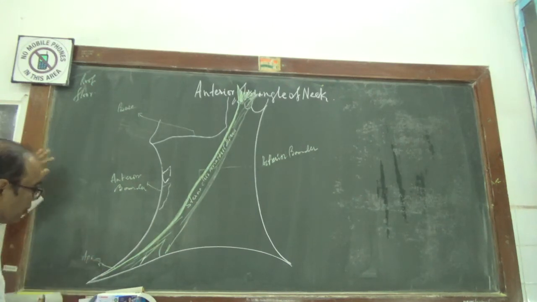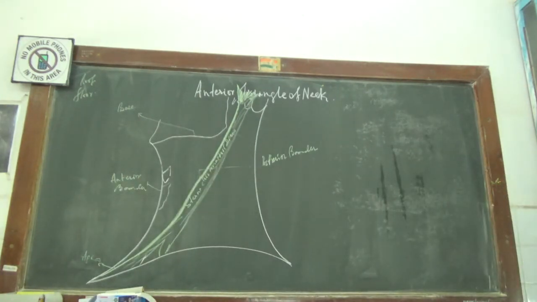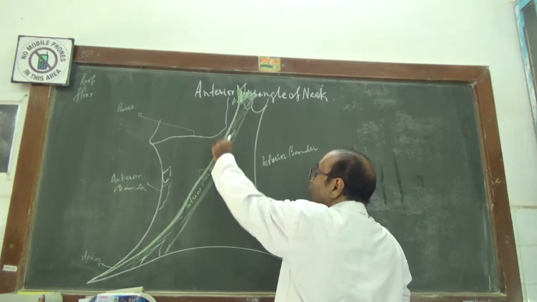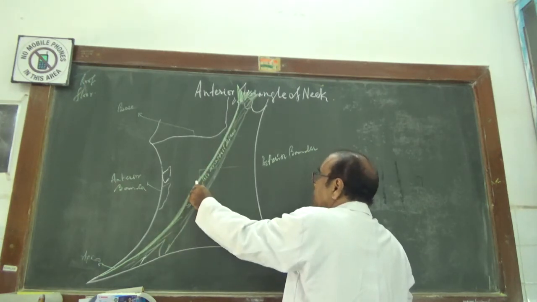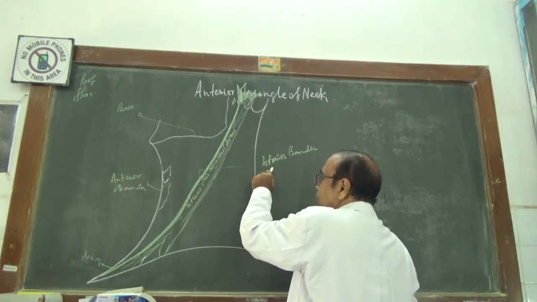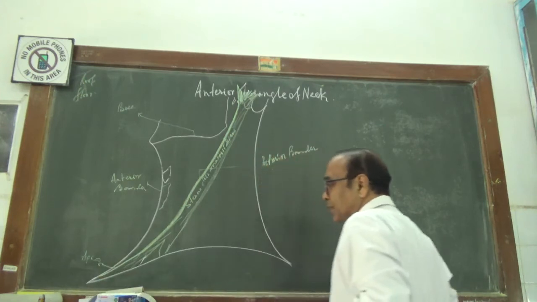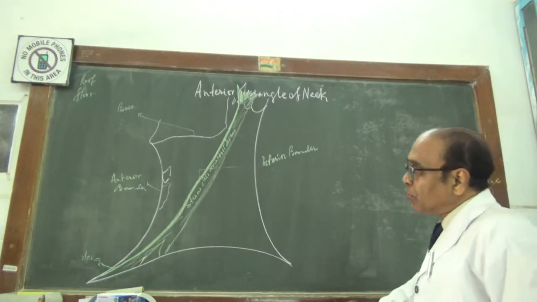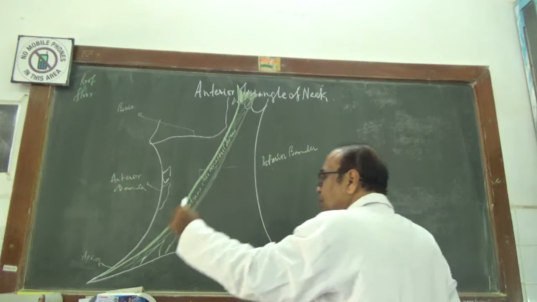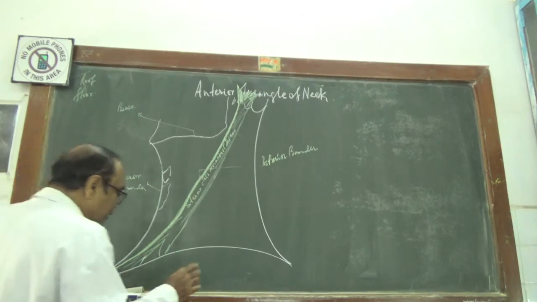The apex of the anterior triangle of the neck is directed downwards and towards the medial side. It is formed by the union of the anterior fibers, or anterior border, of the sternocleidomastoid, as well as the line drawn from the chin to the suprasternal notch. Where they unite, that is called the apex of the anterior triangle.